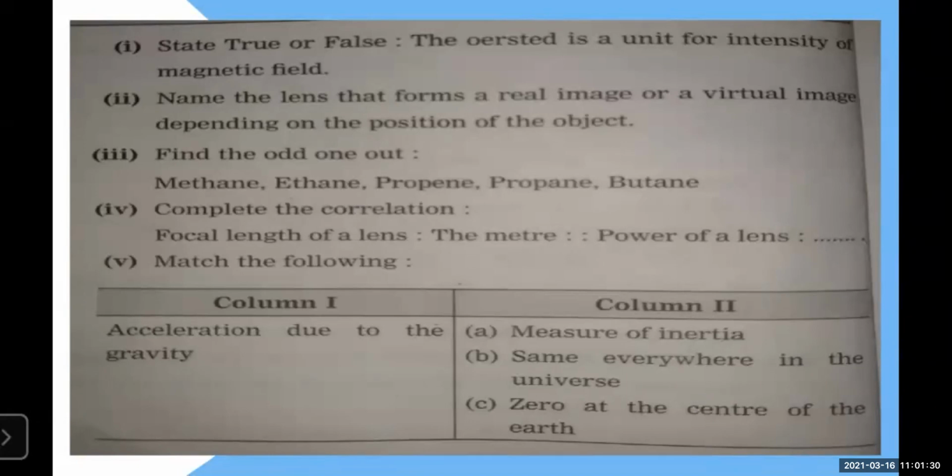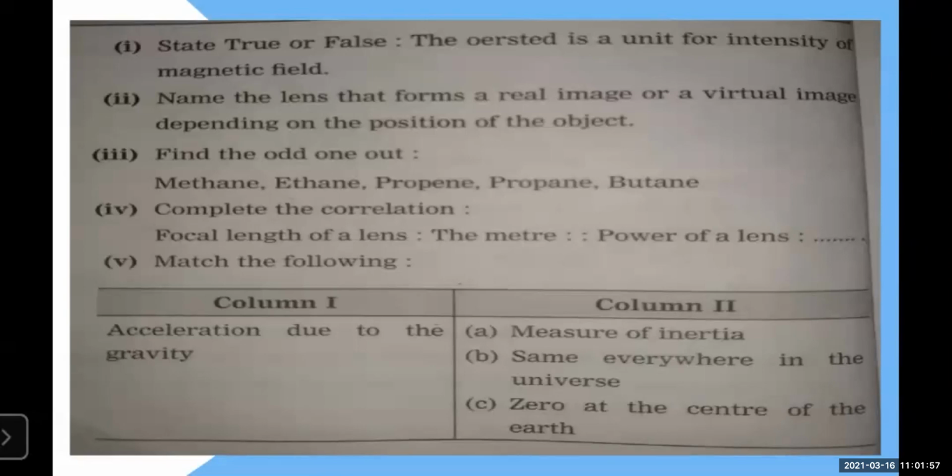Second question number you will write: name the lens that forms a real image or a virtual image depending on the position of the object. So that is convex lens. The answer is convex lens.